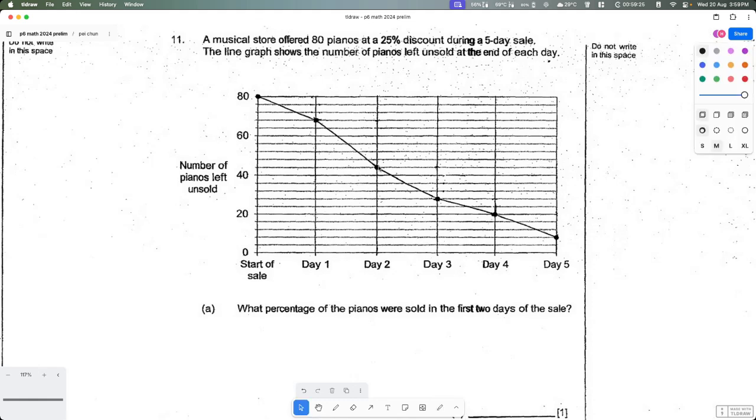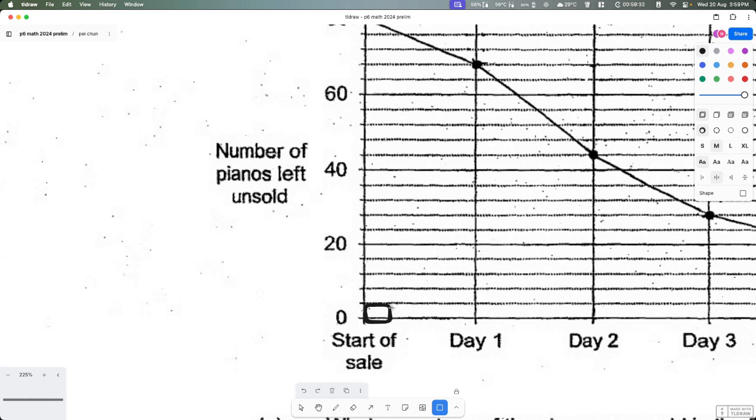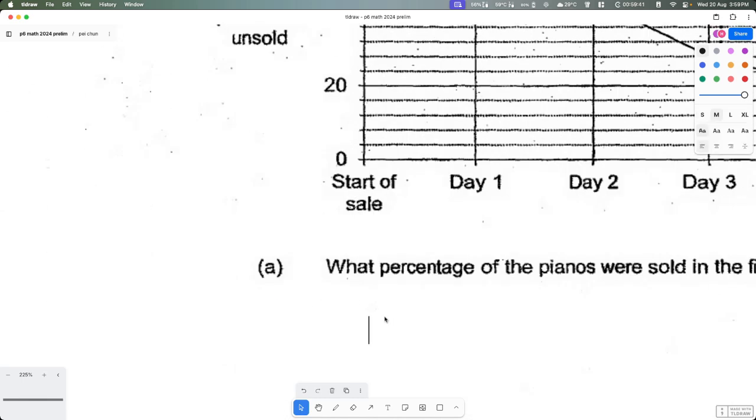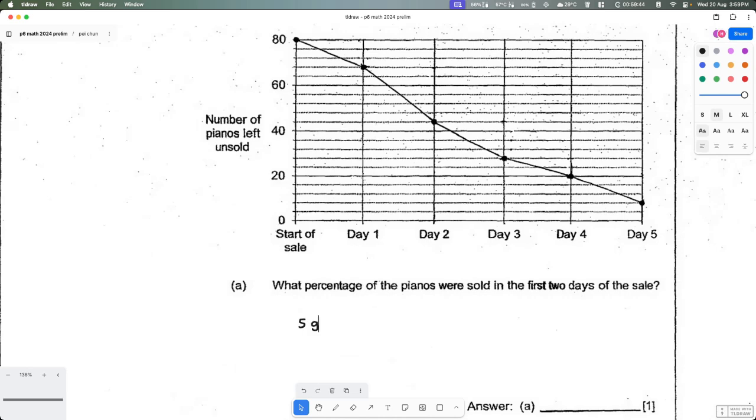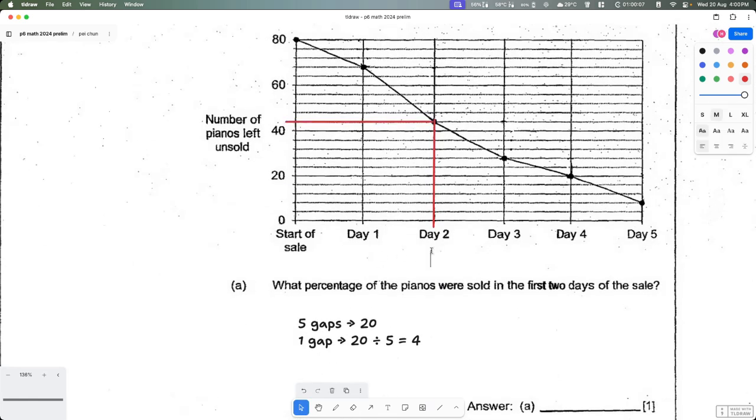So for day 2, but first we need to get the number of gaps. So we have 1, and then 2, 3, 4, and 5. In this case, 5 gaps is equal to 20. First number is 20. 1 gap is equal to 20 divided by 5. This will give us 4. So day 2 over here, let's use the red line. Day 2 is at 44. Okay, so what percentage was sold?